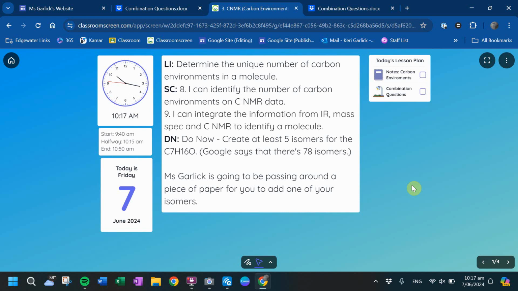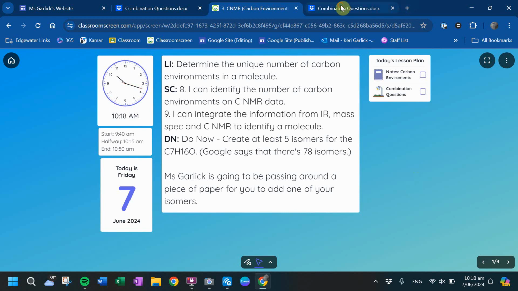What I'm hoping you realize is that from the two bits of information I've given you so far, that it is an alcohol and there's seven carbons, there's actually lots of possible answers for this question. That's why we need to integrate another spectra to help us narrow down our choices. The one I'm going to show you today is the CMMR. There are going to be multiple bits of information for the CMMR. The first thing I want to talk about is carbon environments, which can help give us an idea of structure.